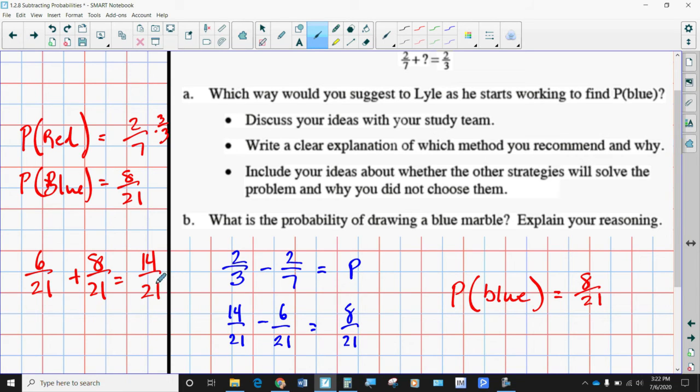And when you simplify 14/21, 14/21 is the same, what is this, 2 times 7, and this is 3 times 7. So when you cancel out, sure enough, we got our 2/3. So we can feel confident that we've got the correct answer.